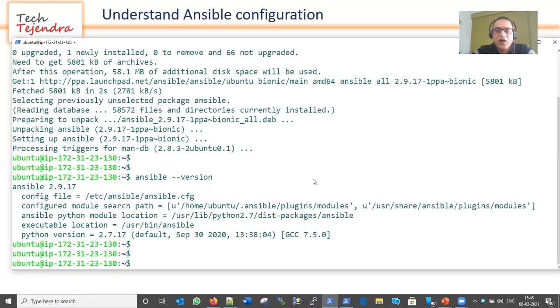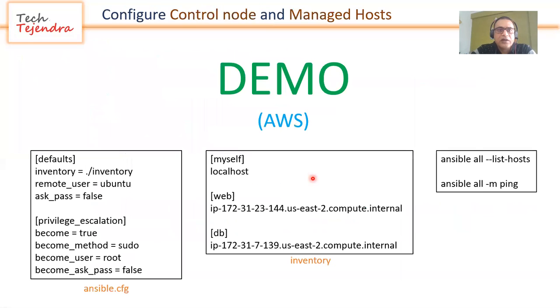Now, let me move to the next topic of today, configure control node and managed host. I am again going to demonstrate how to create the Ansible configuration file, how to create the inventory file, and then I will execute these two commands. The first command will just show how many managed hosts are here, and the second command will actually create the connection with the managed host. As I showed you, the SSH connection must be there. I have already set up this SSH connection.